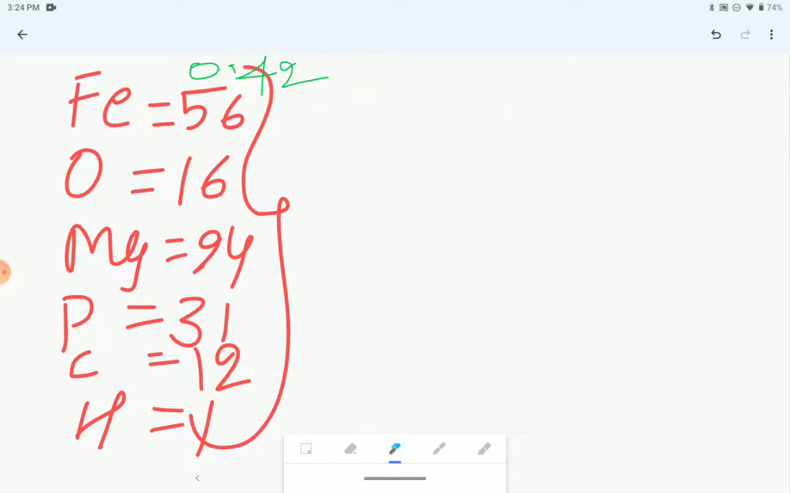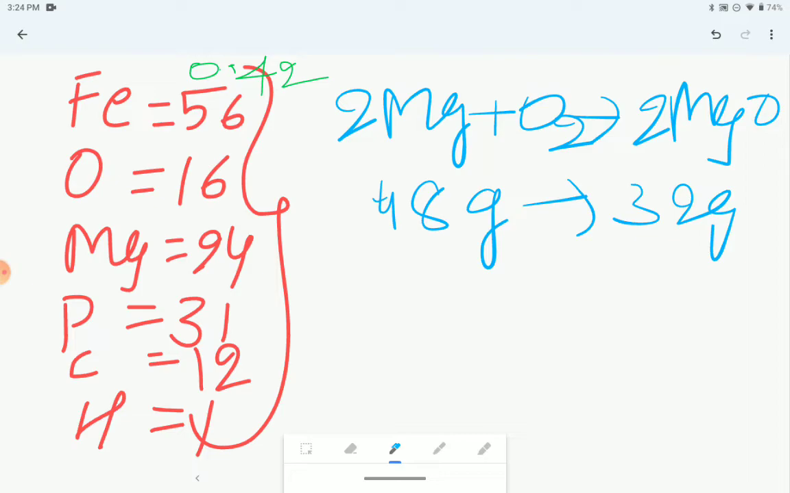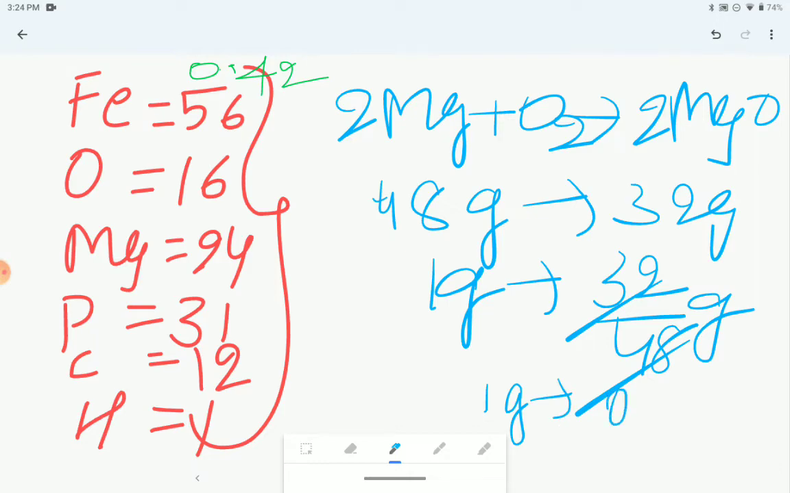And the last and final remaining equation comes out to be 2Mg plus O2 gives rise to 2MgO. That means here 2 into 24, which comes out to be 48 grams of magnesium, requires 32 grams of oxygen, which means 1 gram requires 32 by 48, which may be less than this. If we calculate it, it comes out to be 0.66 grams. So this can also be ruled out.